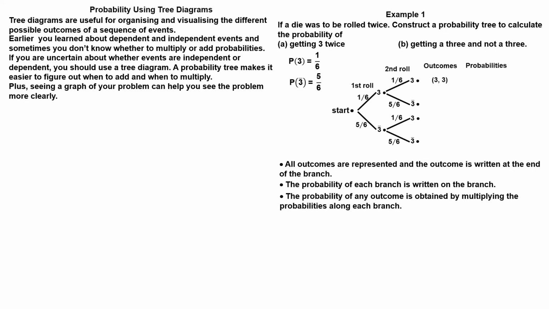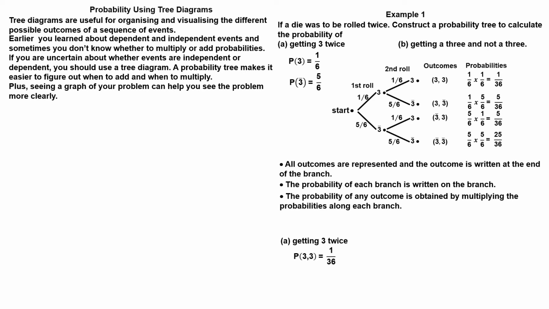The probability of 3 twice is 1 over 36. The probability of 3 and not a 3 is 5 over 36. The probability of not a 3 and 3 is 5 over 36. The probability of not a 3 and not a 3 is 25 over 36. The probability of getting 3 twice is 1 over 36.